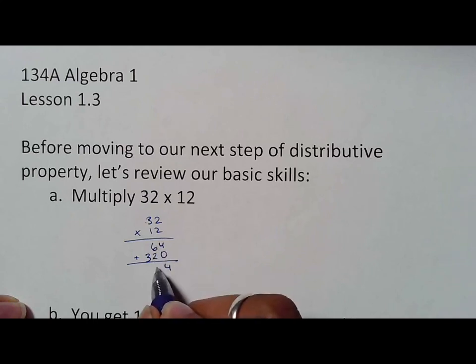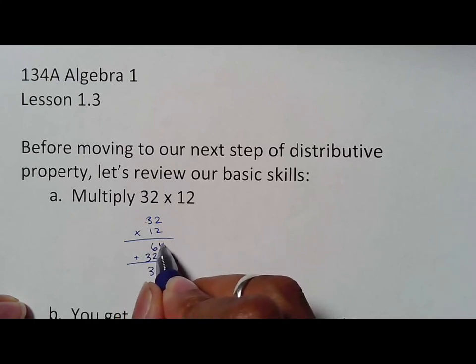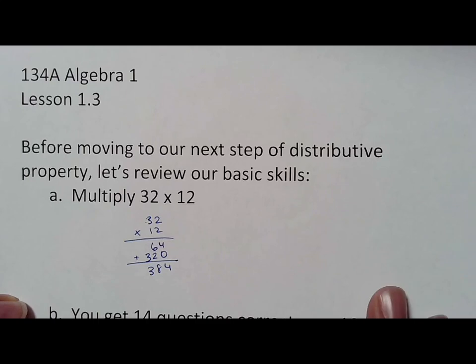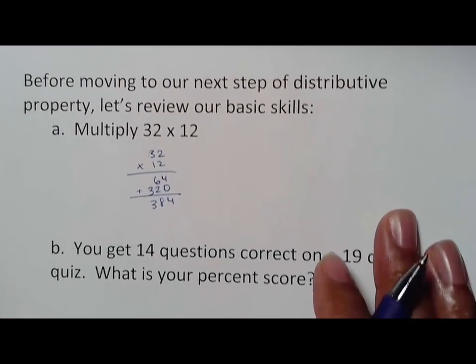4 and 0 makes 4. 6 and 2 makes 8. 3 here. Remember that you put those numbers into the boxes. If something carries, you do not have to bring it over.